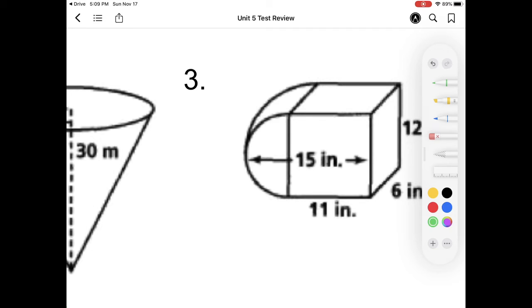So if our measurement of our box is right here at 11, the leftover of the 15 is going to be our radius, which is 4. We also need the height of our cylinder. Our height of our cylinder is going to be our 6, which is coming from down here.